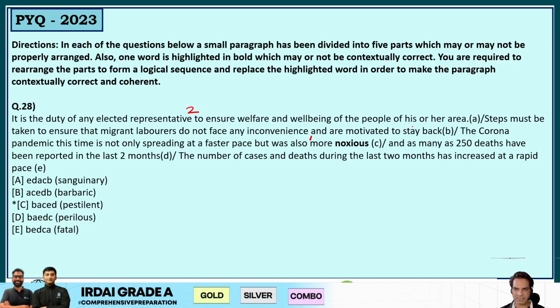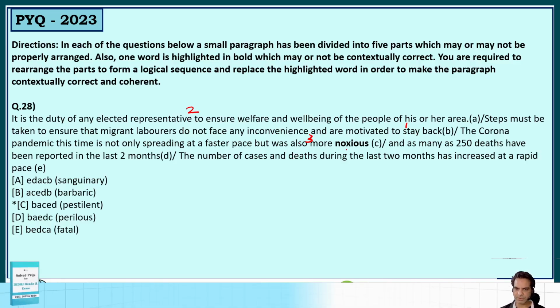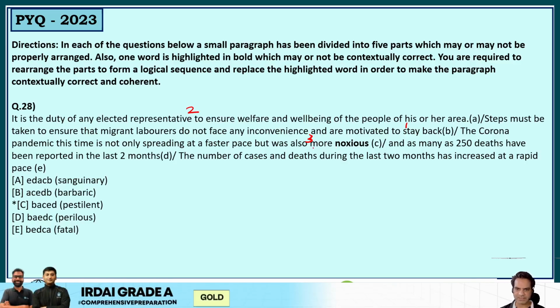Then it should be C. So first B, then second A, third is C. The corona pandemic this time is not only spreading at a faster pace, but also more noxious. So steps must be taken to ensure that migrant laborers do not face any inconvenience and are motivated to stay back. It is the duty of the elected representative. Yes, then it should be C. Then it should be E.